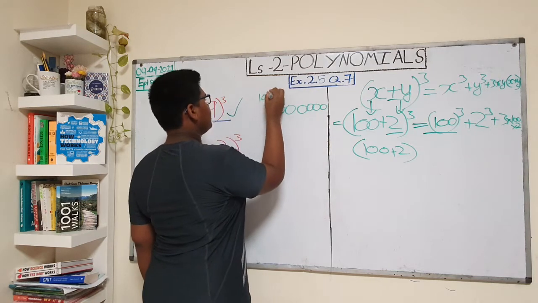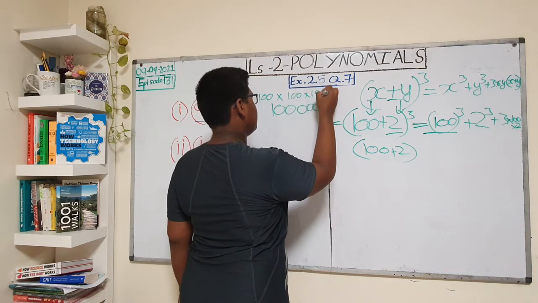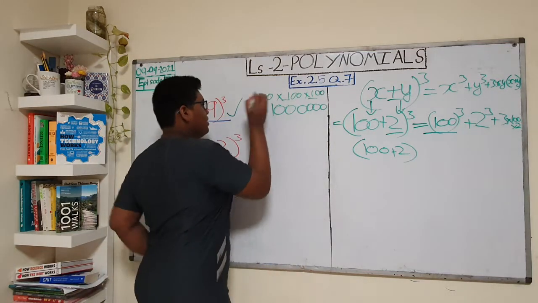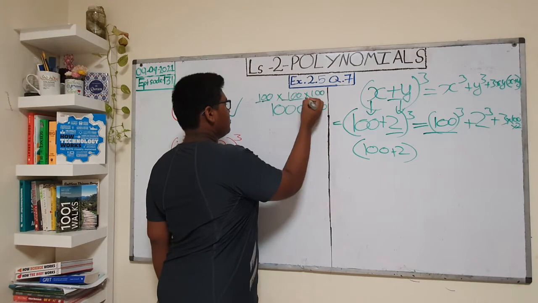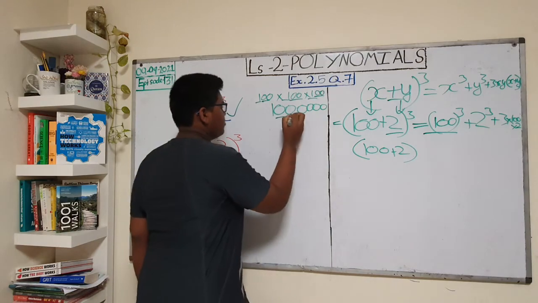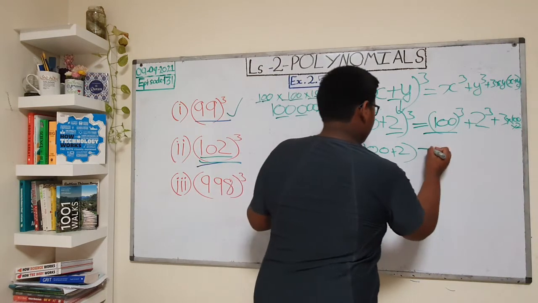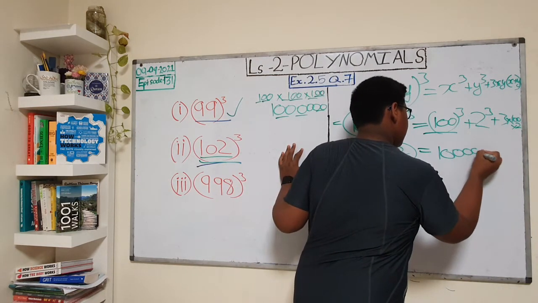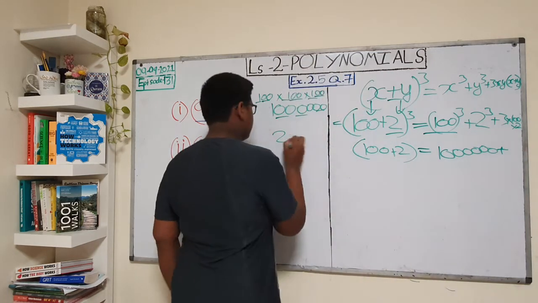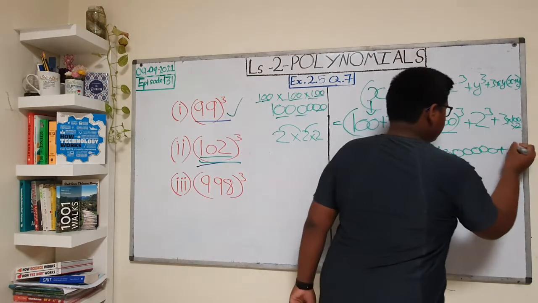Now 100 into 100 into 100. What we need to do is just multiply the ones first, so that we will get 1 as it is. Then write all the zeros as it is. So 2, 4 and 6, that will be 6 zeros. Now we are having 1 million. Then we are having plus 2 cube. So 2 cube will be 2 into 2 into 2. 2 2s are 4, 4 2s are 8. So we are having 8.